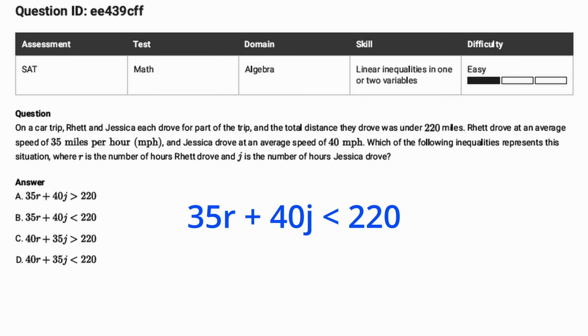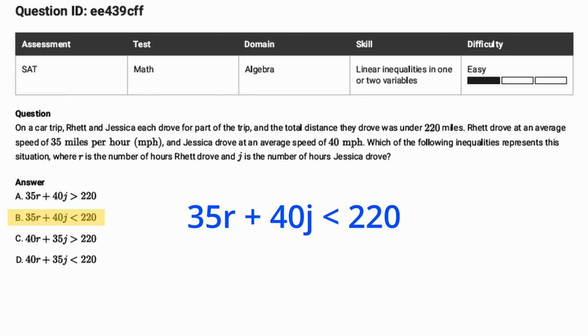Not less than or equal to, not greater than, but less than. If it was less than or equal to, it would say something like no more than 220 miles. That would be a less than or equal to. But we're saying under 220 miles, this is clearly less than, so we're looking for which one shows that. 35R plus 40J is less than 220. B says that perfectly, and B is our correct answer here.